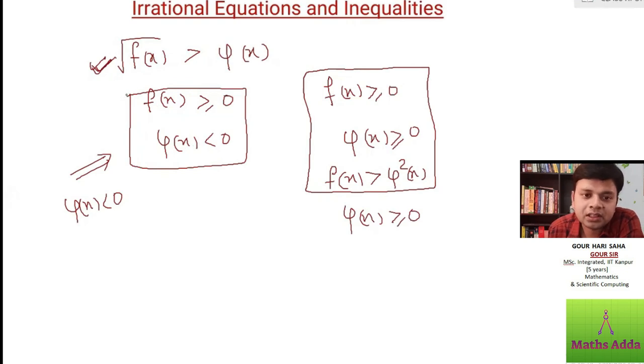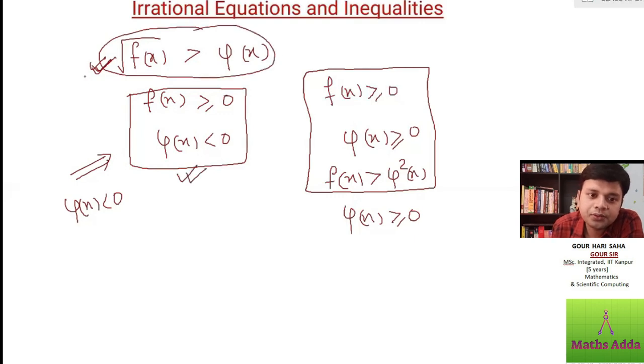So what is the crux? The crux is, if you want to solve this one, this will give the answer for this one as well as this one will give the answer for this one. So we will be taking the union of both the answers, right? So let's take an example and see how this deduction will be applied.